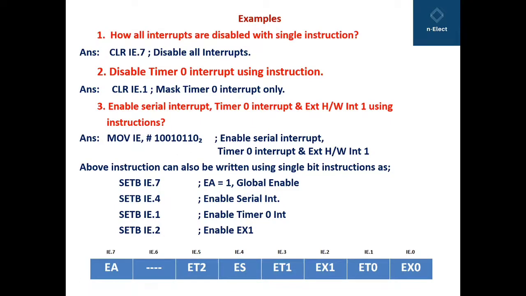So I hope the idea about the execution of interrupts in the 8051 microcontroller, along with the examples associated with them and the default locations which are assigned to the different interrupts in the ISR, is clear to you.